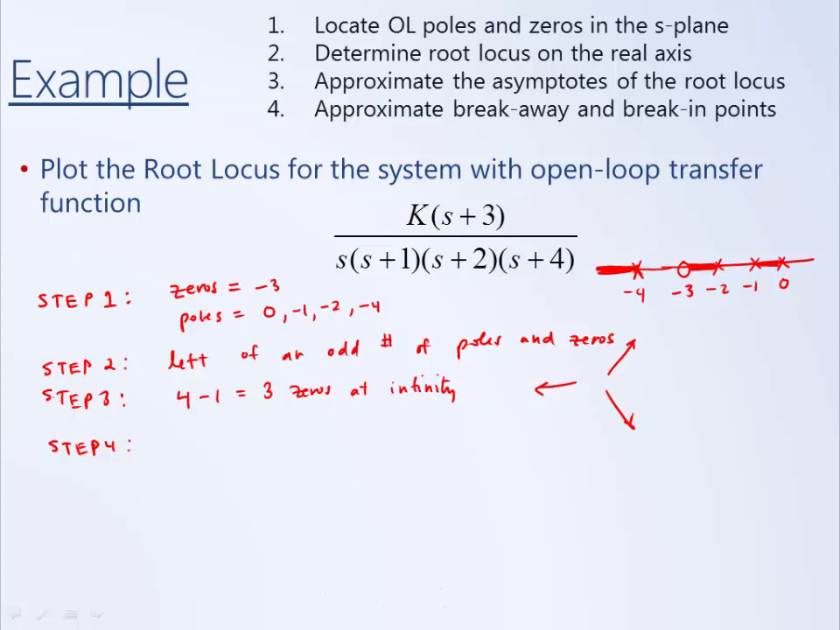Looking at this, our branches start at open loop poles and go to open loop zeros. So that's a branch. As k increases, a closed loop pole will move from -2 towards -3. Here we have another branch that starts at -4, and it's going to go to a 0 at infinity at an asymptote, where one of our asymptotes goes to -180.